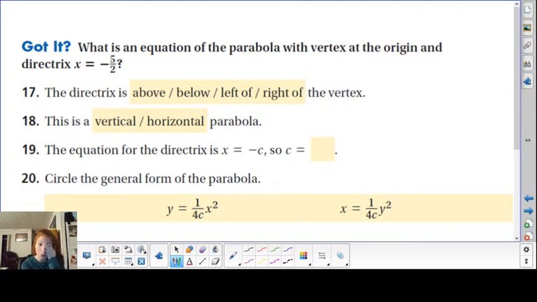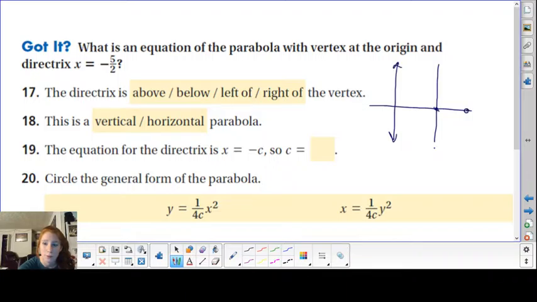So what is the equation of a parabola with the vertex at the origin and the directrix at x equals negative 5 over 2? So we're centered at 0, 0. If my line is negative 5 over 2, that's going to be this line.